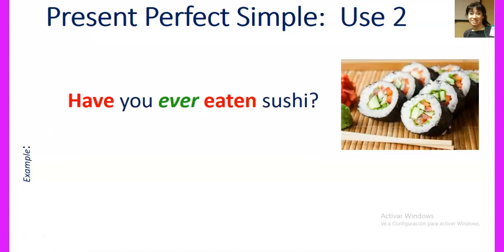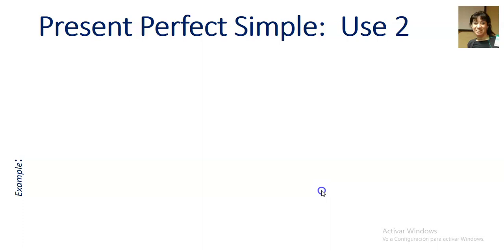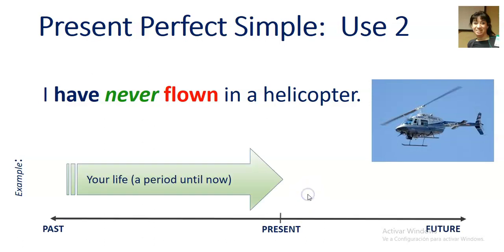Another example, have you ever eaten sushi? Again, in your whole life until now. Maybe you do try sushi for a change in the future, right? But if we cover your past since you were born and began eating solid food until now, I'm asking, okay, have you ever eaten sushi? Another example, I have never flown in a helicopter, right? Again, considering my time, my life period until now. This refers to experiences, life experiences.